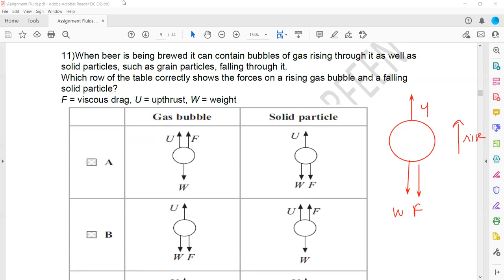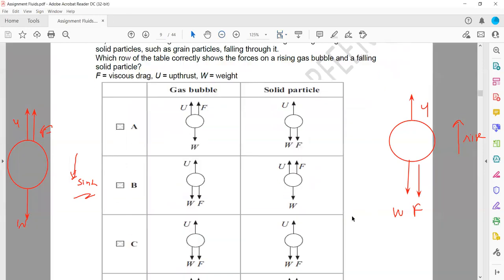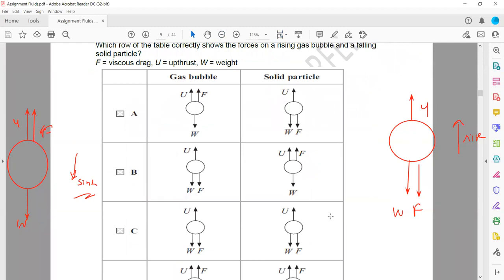But for a particle which is moving down, the weight will act downward, the upthrust will act upward, and the viscous drag will also act. So the direction of the upthrust and weight will not change. The only thing that changes is the drag force. It depends on the direction of the motion. If the motion is downward, or it sinks, then the drag force is up. If it is rising, the drag force is down. So for a gas bubble, upthrust is equal to weight plus drag, and for a solid particle, weight downward is equal to upthrust plus drag. So B is the right answer.